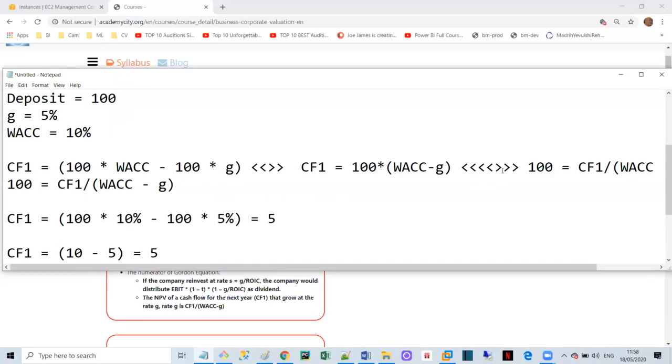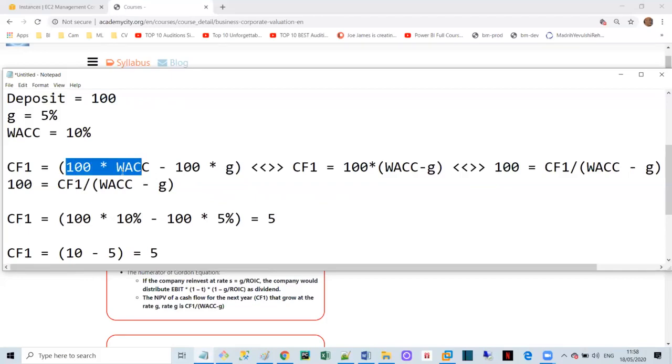Let me just, so you can see the whole thing on the screen. Okay, now we see the whole thing. We had $100 in deposit. And we said, if the bank is giving me WACC on my deposit, and I want my deposit to go up by 5%, I must keep part of the money in the bank and not withdraw it. Therefore, how much money can I withdraw? It will be the CF1. Then we said, if this equation is right, and we did all the calculation here, that means I can take the 100 out of the parentheses. Remember again, the 100 is my deposit.